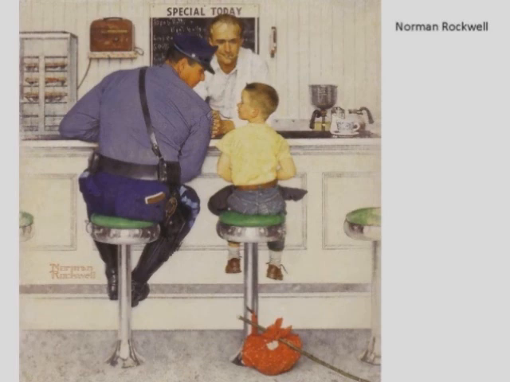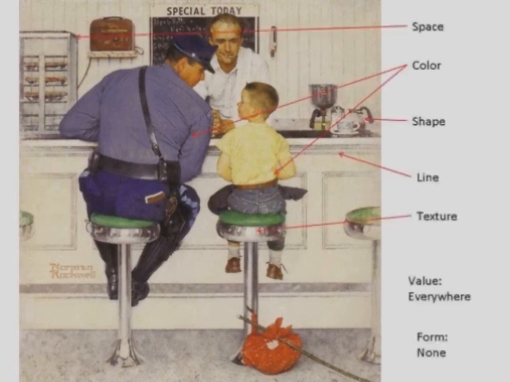Take a moment and look at this art piece by Norman Rockwell. We can see that Norman Rockwell used the element of space to create depth. He used the element of color to emphasize the 2 main characters in the painting. He used the element of shape in several ways. He used the element of line mostly geometrically with vertical and horizontal lines.